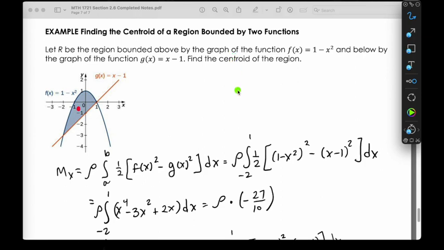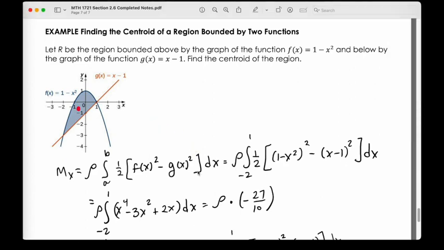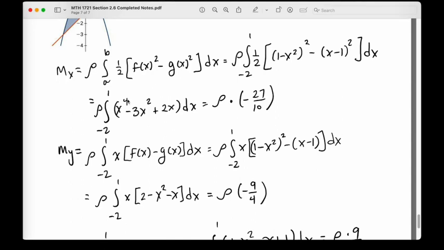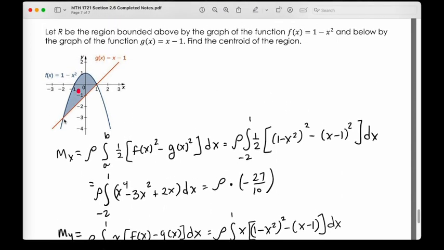Finding the centroid of a region bounded by two functions. So we have the top function in blue, which is f of x, that's 1 minus x squared. And then the bottom function is just a line, x minus 1. So to find our moment about the x-axis, we need to take rho times the integral. Now we're doing this from -2 to 1 because this is where it's bounded.